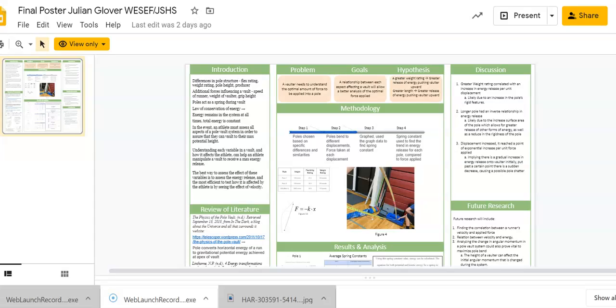Hi, my name is Julian Glover, and my poster is on the optimization of pole selection in the pole vault event. So I'd like to brief over my poster.